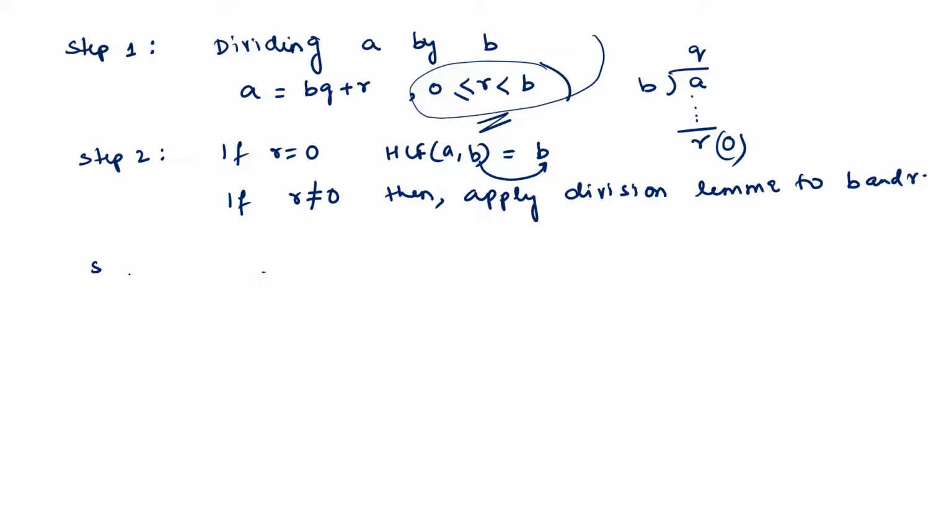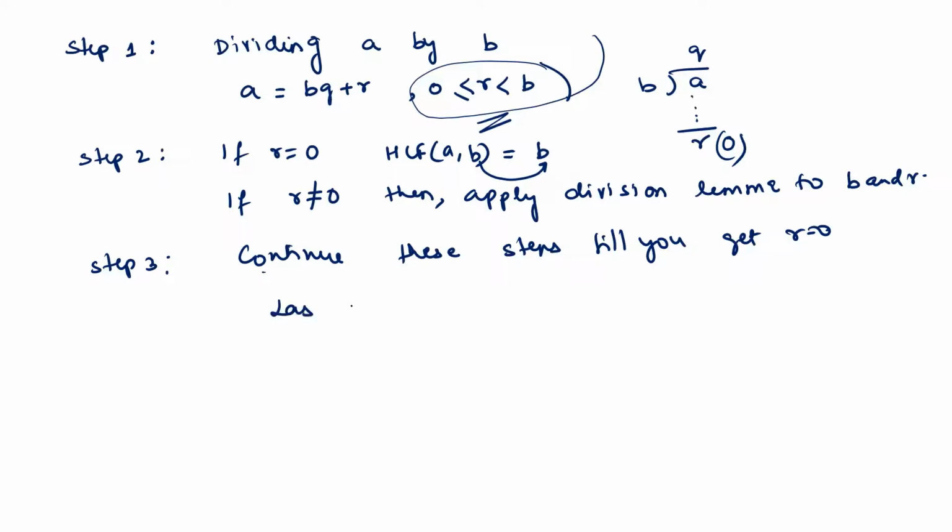Then till when should we continue? Continue this till R is 0, till we get the remainder as 0. Continue these steps till you get R equal to 0. What happens when R is equal to 0? We'll get our HCF. The last divisor is the HCF. So this is the algorithm given by Euclid's division algorithm.